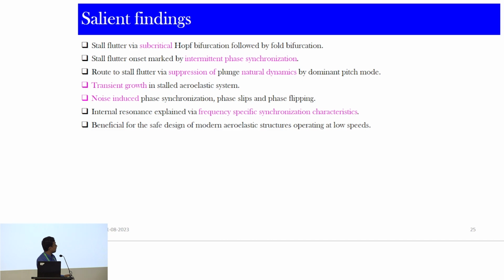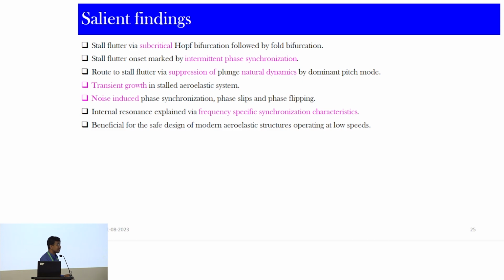So the salient findings here are that, at the chosen set of parameters, we do have a subcritical Hopf bifurcation where a transition to stall flutter occurs. And you do have an intermittent phase synchronization at the fold point followed by a perfect synchronization post the Hopf bifurcation point.